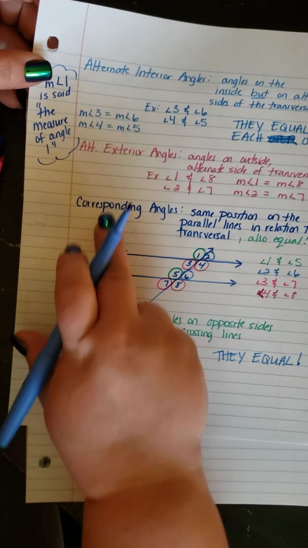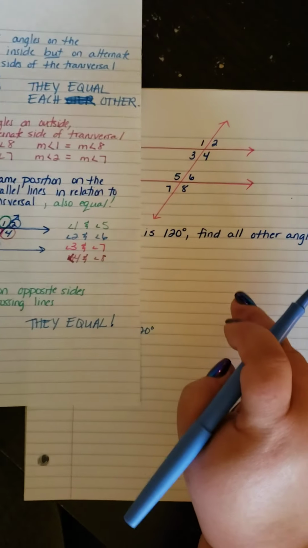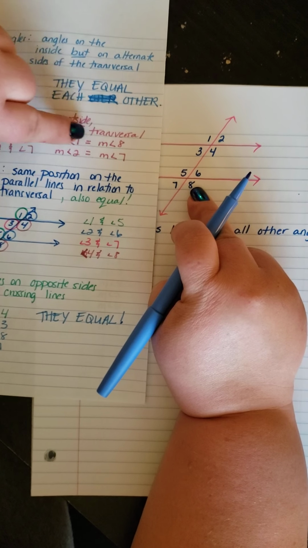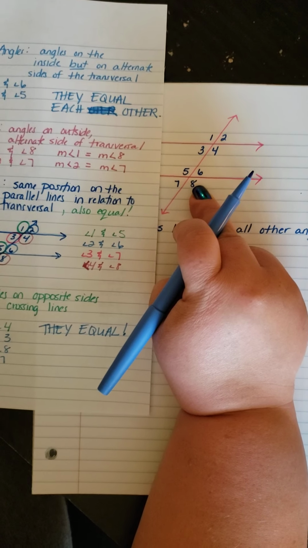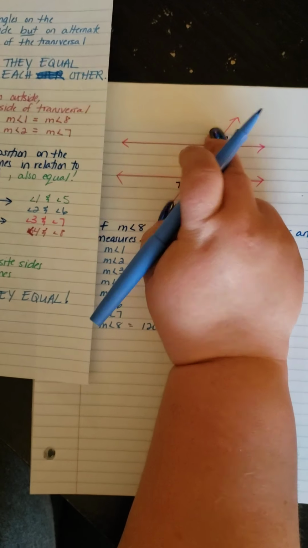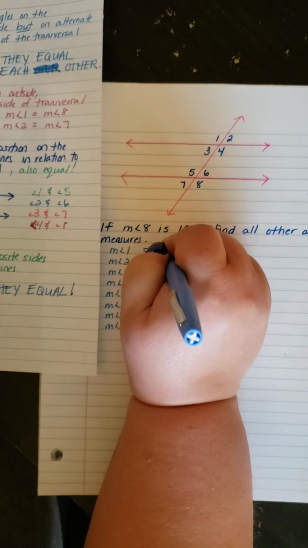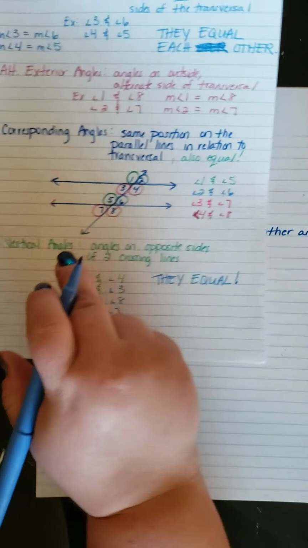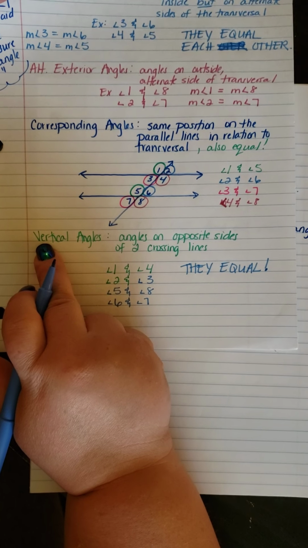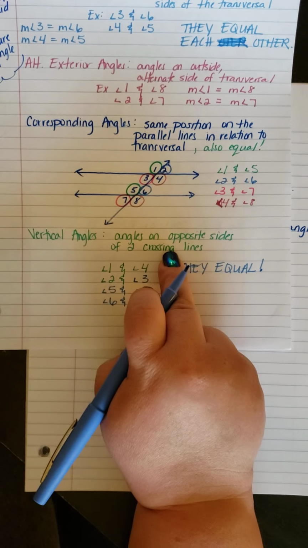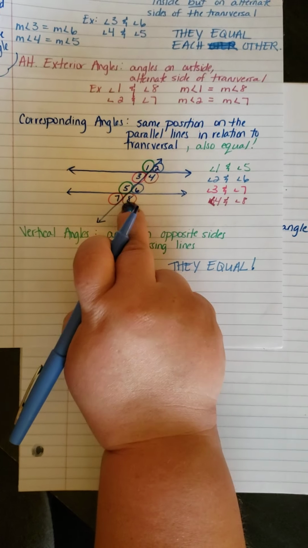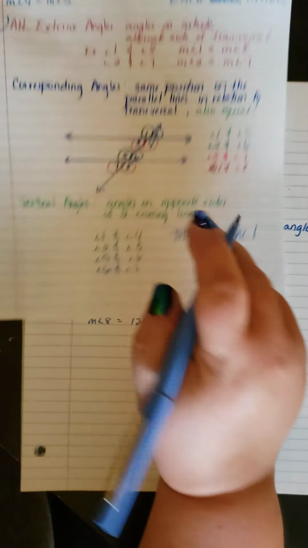Could definitely have an exterior. Oh, look at this. I numbered them the same. So I even know right off the bat, angle 1 and angle 8 are alternate exterior angles. So angle 1 and angle 8 are equal to each other. Now, what else do I know? I also know that seeing as how I just went over vertical angles are on opposite sides of two crossing lines, angle 8 and angle 5, and they're equal to each other. So, measure of angle 8 is 120 degrees.